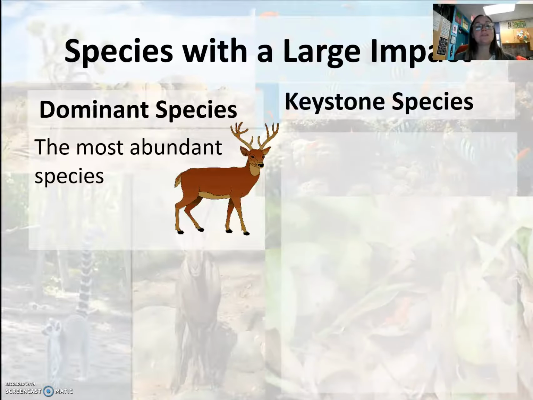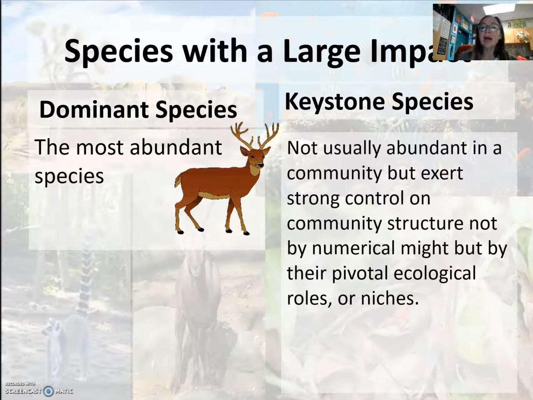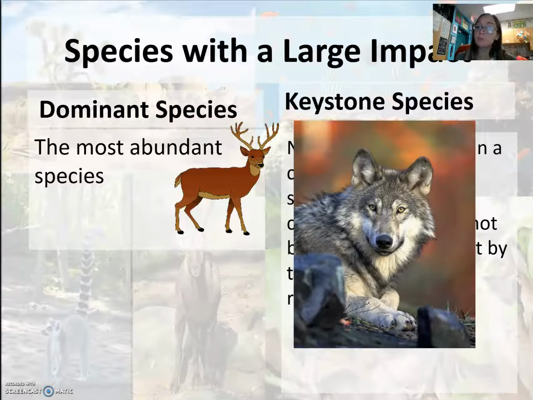And then you have the keystone species. This is not usually abundant, but has a strong control on the community structure. Not by numerical might, but by their pivotal ecological roles or niches. So these keystone species have a large impact on the whole balance of that community. Wolves of Yellowstone are an example.